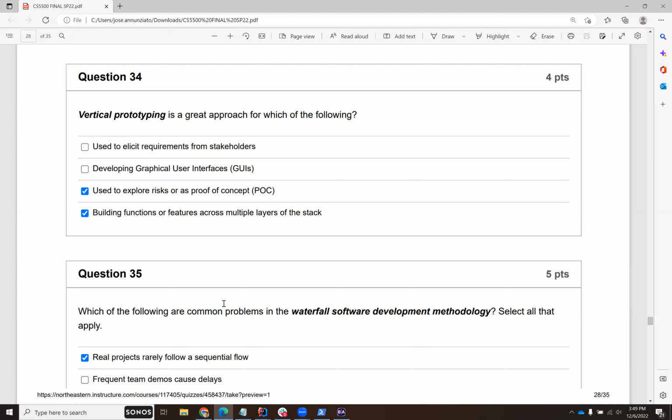So you might ask somebody to take a task and say, go do a vertical prototype of some feature, learn about it, write a document, and do a demo to the rest of the team, so that we feel good about using that API, right? So it's great for that.